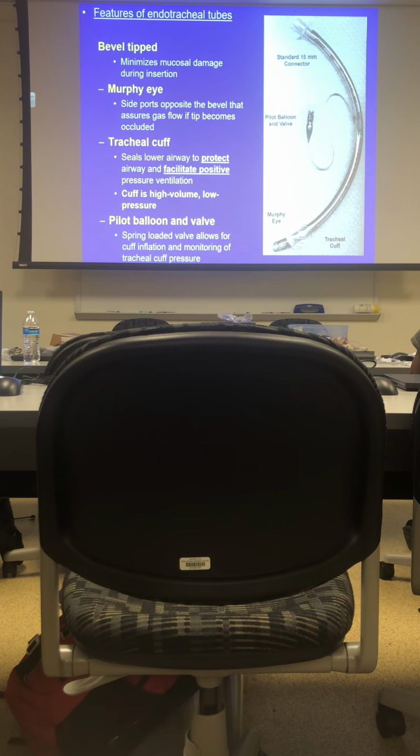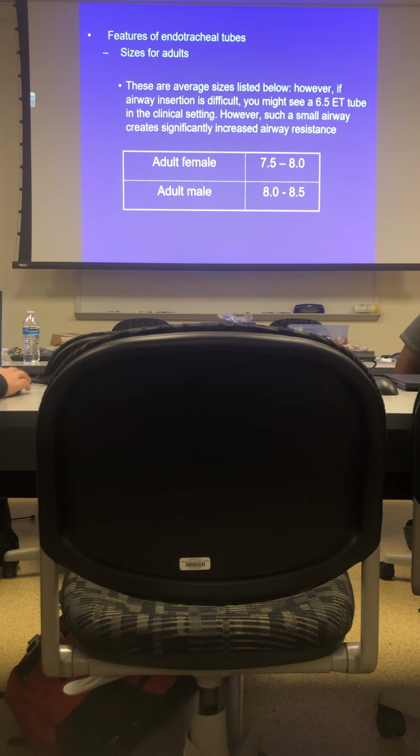All right, there's all your parts to the tube. It's bevel tipped right here so that it doesn't scratch the tissue. Adult 7.5 for female to 8, and male 8 to 8.5. Basically, we use 8s on everybody unless it's a really large male or a really, really small female.